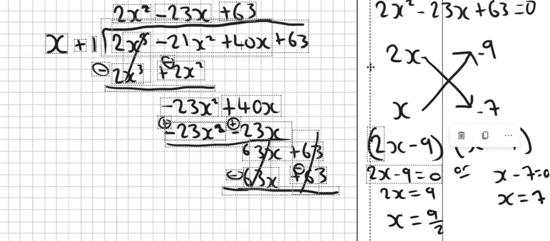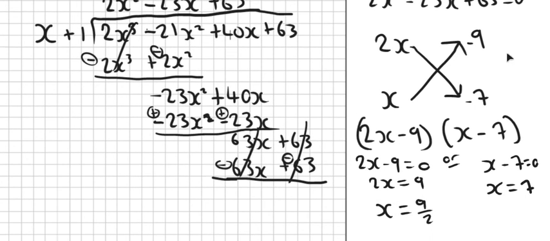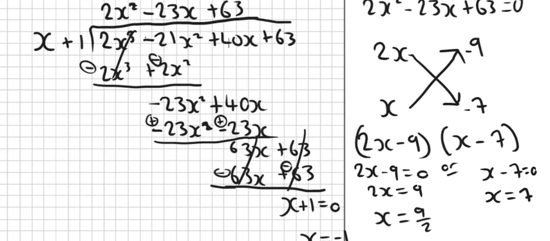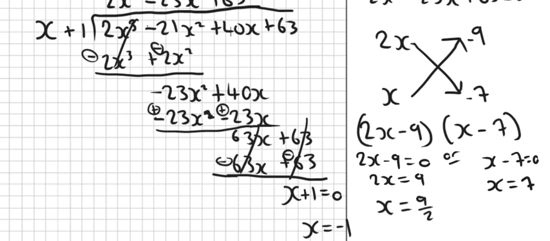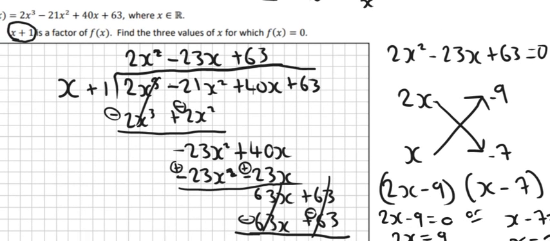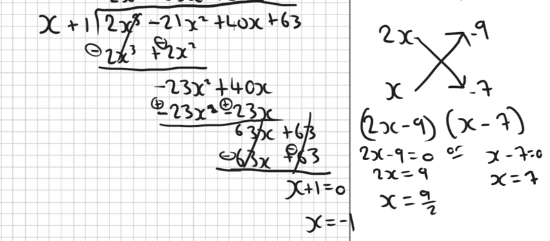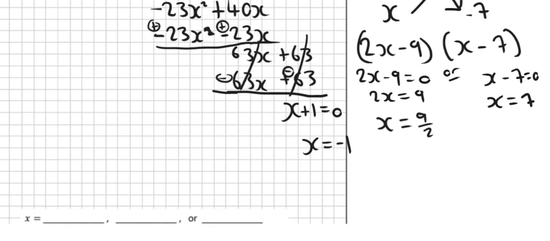the start here, the other factor was x plus 1. So x plus 1 basically equals 0, so therefore x equals minus 1. And you should kind of know anyway, if x plus 1 is a factor, well then x minus 1 will divide in. So those are our three values for x: minus 1, 9 over 2, and 7. So that's the first part of B.